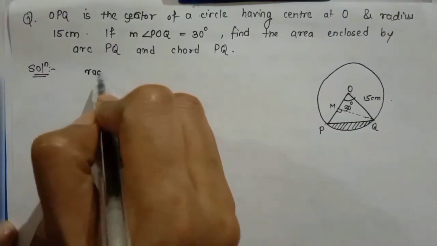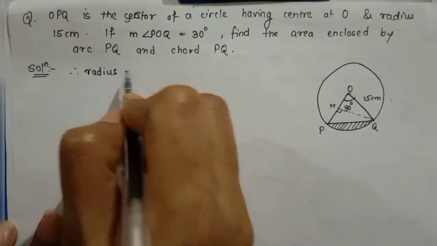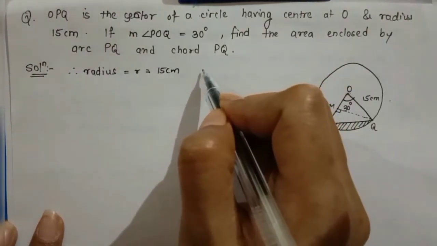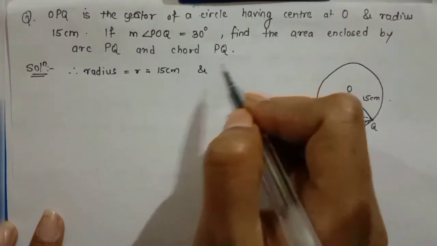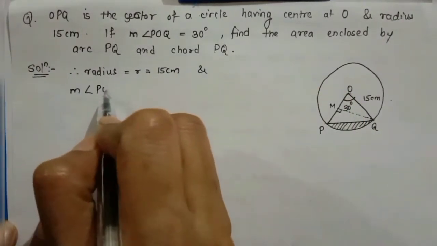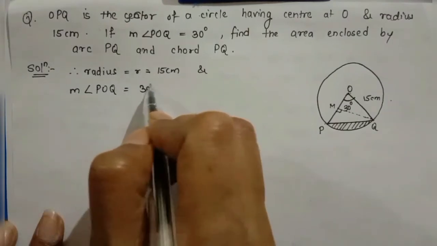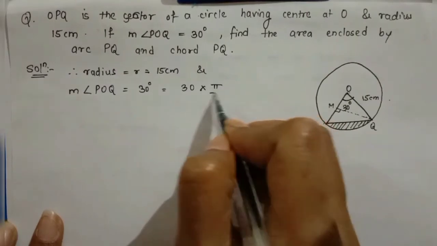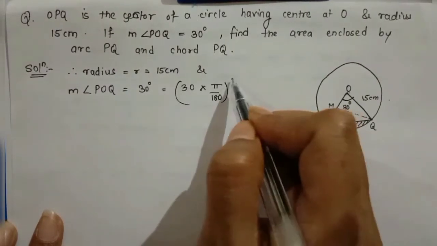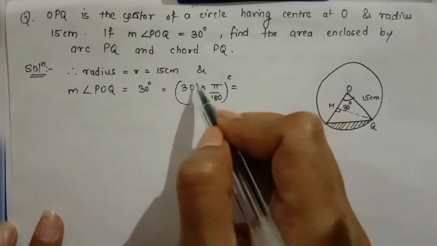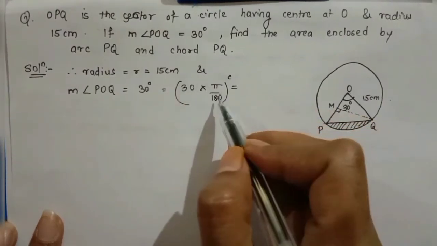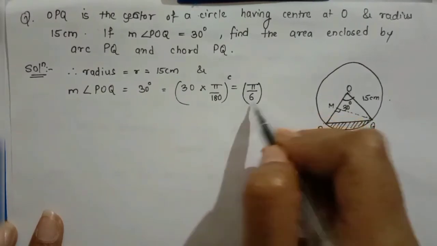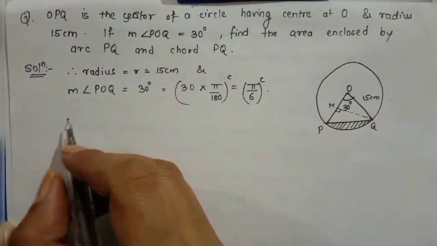R is equal to, that is radius, which is 15 centimeter, and the angle, that is POQ, which is 30 degrees. अब ये डिग्री को हमें रेडियन में करना है, तो हमें पता है 30 को हमें पाई बाई 180 से मल्टीप्लाई करना होगा, so that it will get converted to a radian. दोनों तरफ से 0 0 कट करेंगे, 3 1s and 3 6s, so the answer is pi by 6 radian. ओके, तो हमें ये रेडियन में मिल गया एंगल भी.